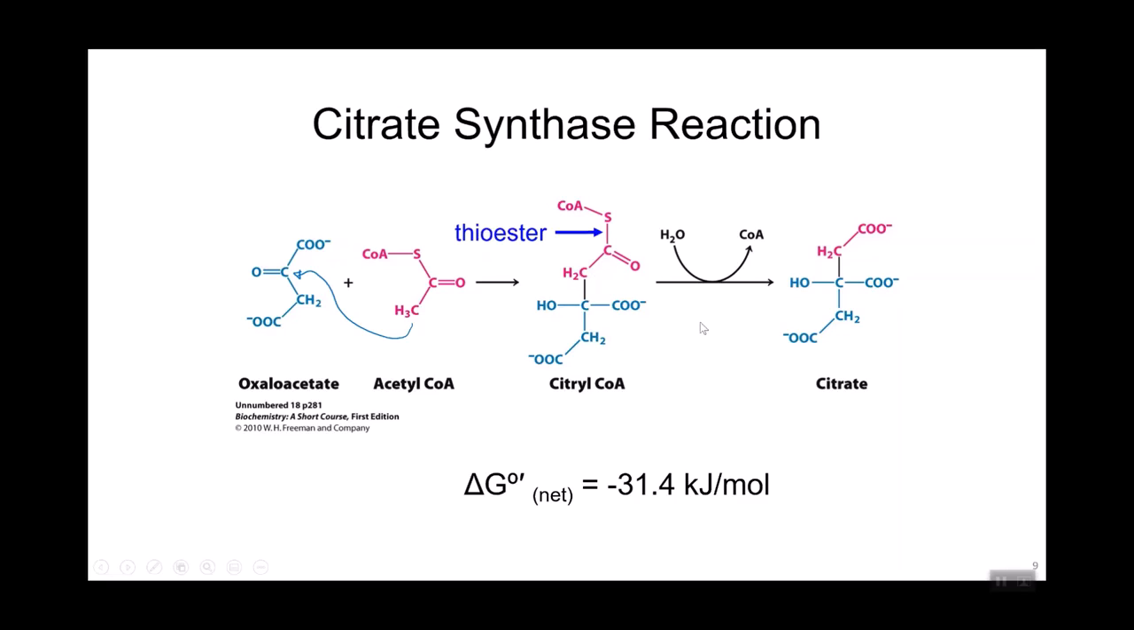Now the standard free energy change for this net reaction is negative, and favorable is written in the forward direction. And this is the net reaction, so it takes into account all of that energy that's released when the thioester bond is broken, releasing free coenzyme A, but also joining oxaloacetate and that methyl carbon. That coenzyme A could then get used by other reactions, such as the pyruvate dehydrogenase complex for its reaction.